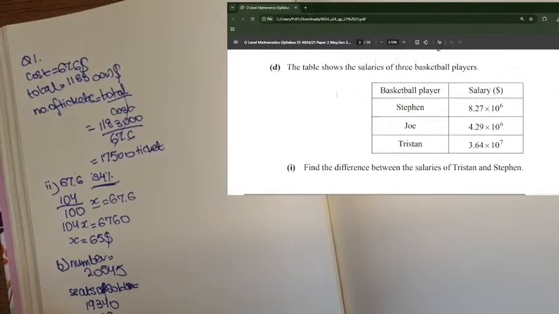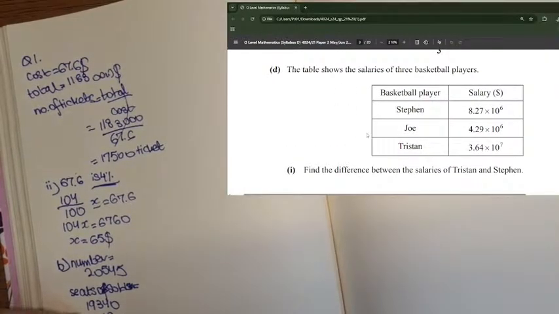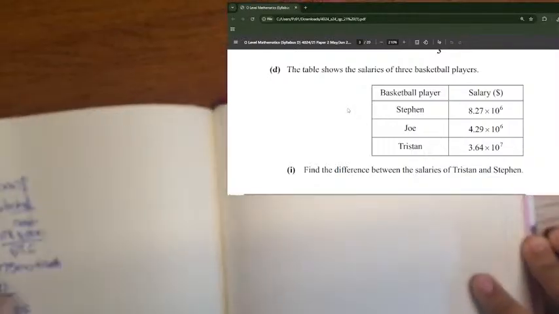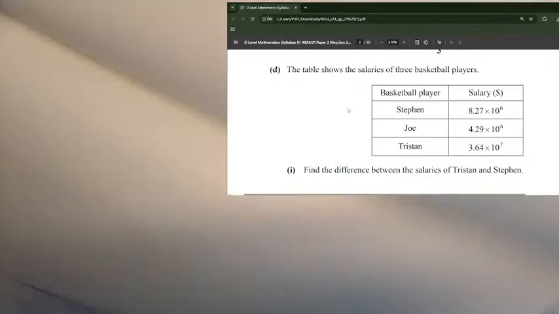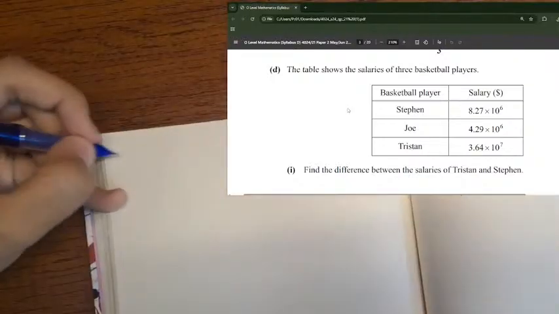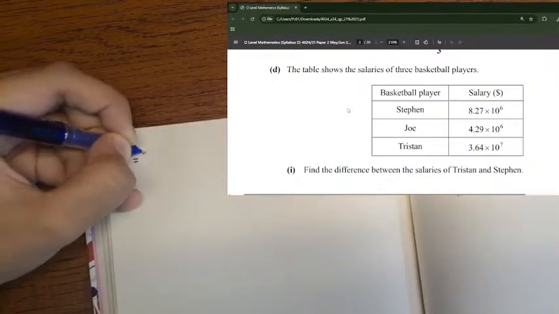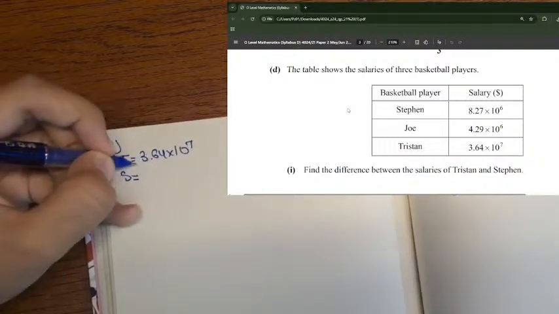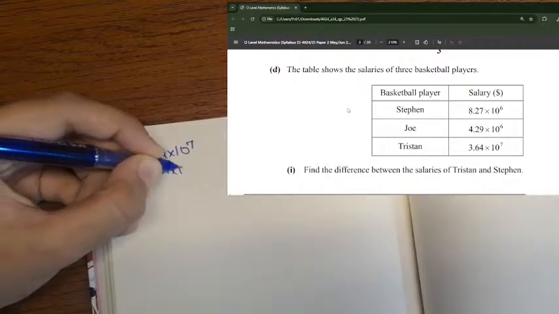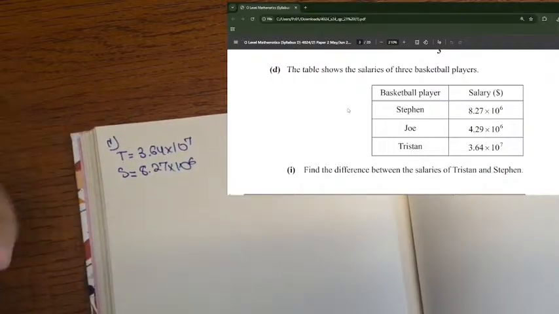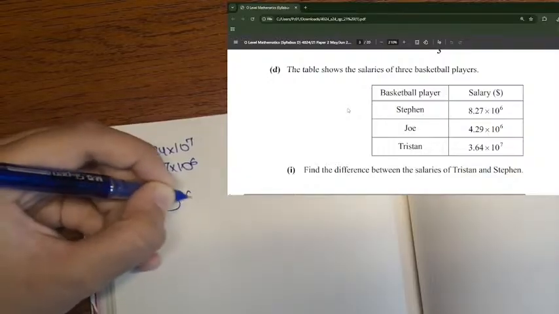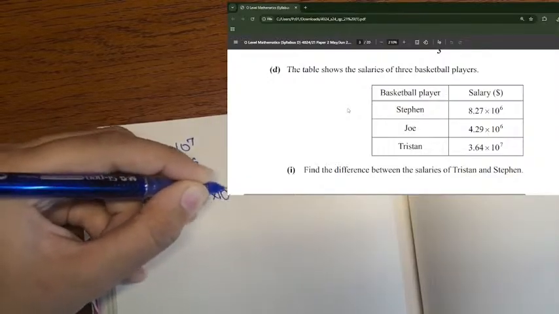We have the salaries of 3 basketball players, and we need to find the difference between the salaries of 2 of them, Tristan and Stephen. The salary of Tristan is 3.64 times 10 to the power 7, while the salary of Stephen is 8.27 times 10 to the power 6. So the difference basically means we'll subtract these two values, so 3.64 times 10 to the power 7 minus 8.27 times 10 to the power 6.